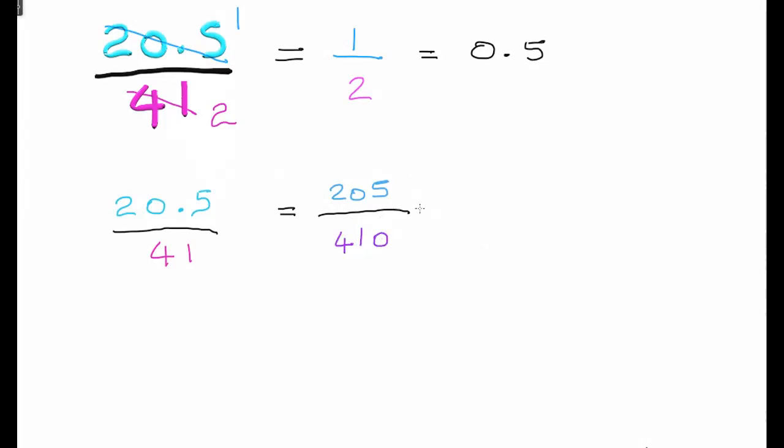So now you can cancel 205 and 410. Some of you would realize at a glance that 410 is the double of 205. The others who don't realize that will have to cancel by 5. Then you can keep on canceling and get 0.5. Up to you. So 1 205, 2 205s, 1 over 2, that is 0.5.